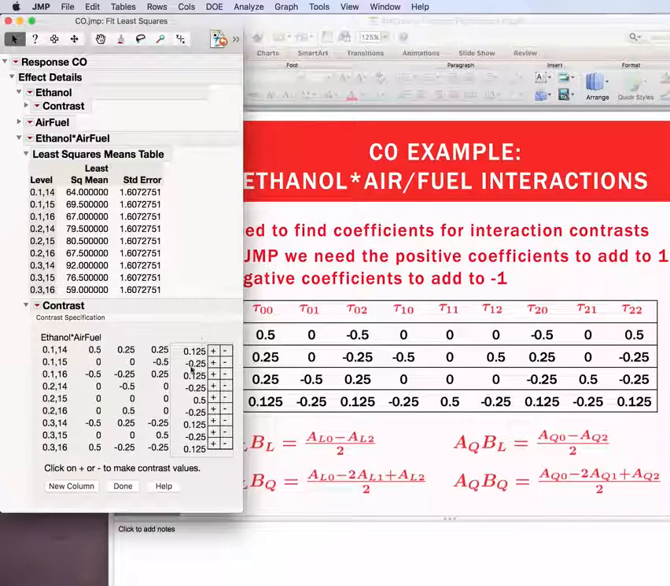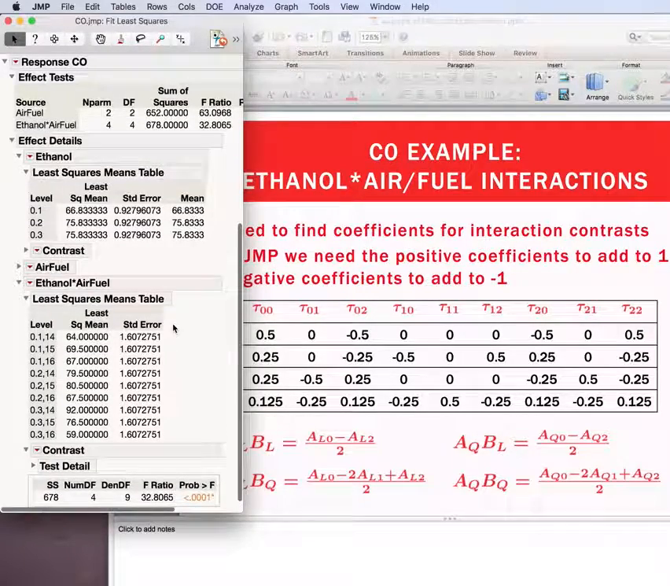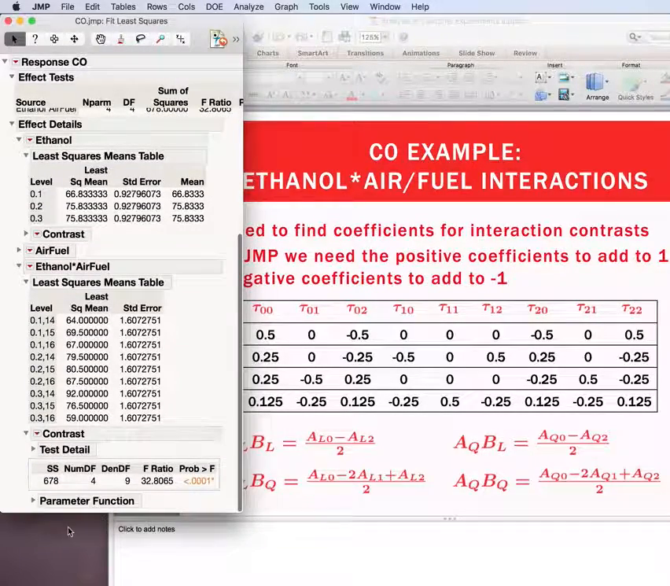So there's a couple different ways that you could get that, but that was the easiest way that I was able to get it. So this is kind of a pain in JMP to do correct, to get the contrast correct. So that's why it's important that you can create this table yourself to make sure that you have the right coefficient values. And let's click done. I know I did this correctly because I have 678 and then 678 right there.